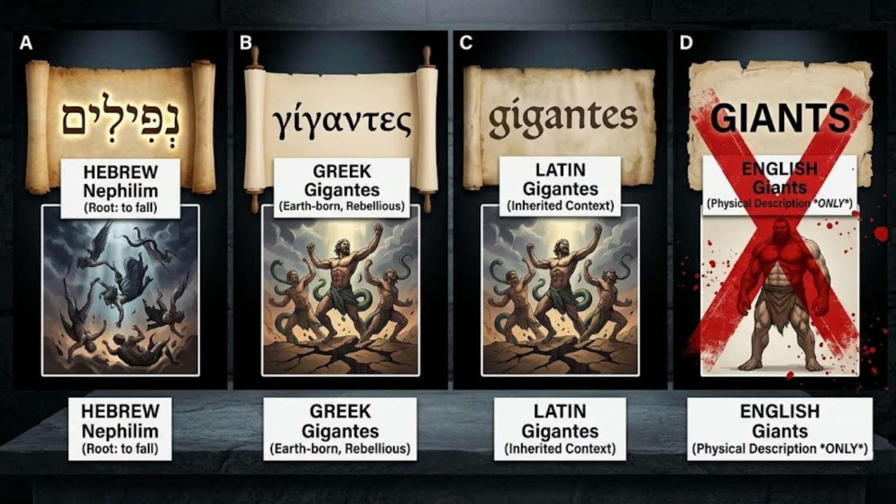The translation sitting in your hand made a decision at Genesis 6:4. It took a Hebrew word rooted in the verb to fall and replaced it with a physical description that was never in the original text. It took gigantes from the Septuagint, a word that in its original Greek context meant earthborn, rebellious, cosmologically misplaced, and compressed it down to a single English adjective that tells you nothing about what the Hebrew actually said.